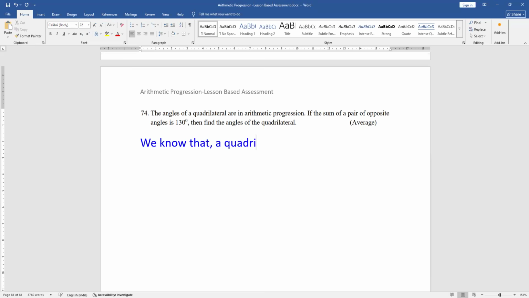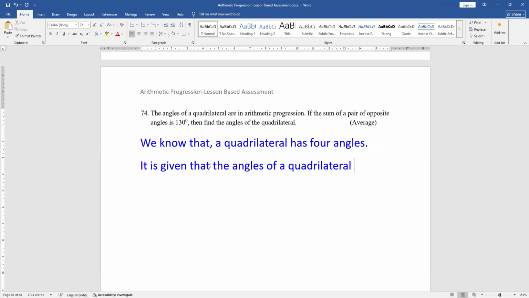We know that a quadrilateral has four angles. It is given that the angles of a quadrilateral are in arithmetic progression.